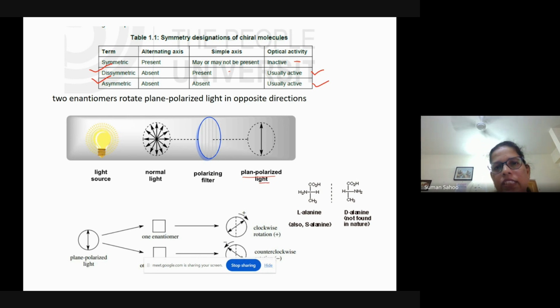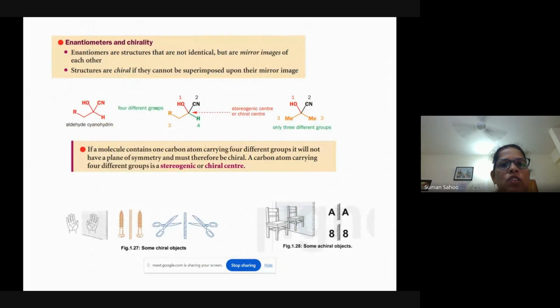So what do chiral molecules, or these optically active molecules, do? Suppose this is L-alanine, and this is D-alanine. They are just mirror images of each other, so these two are enantiomers. If one rotates the plane polarized light in the clockwise direction, the other will rotate the plane polarized light in the anti-clockwise or counterclockwise direction. So enantiomers are structures that are not identical but are mirror images of each other.